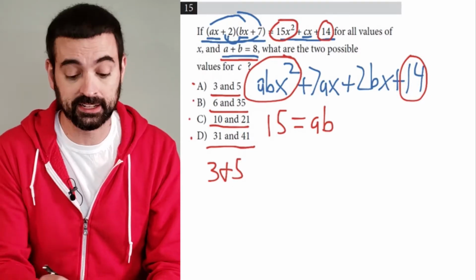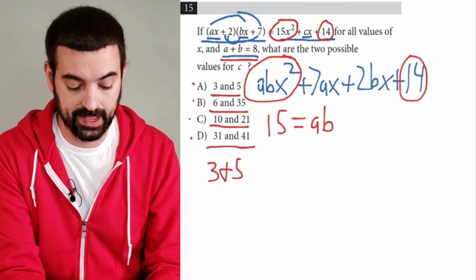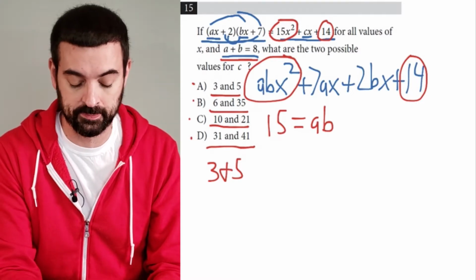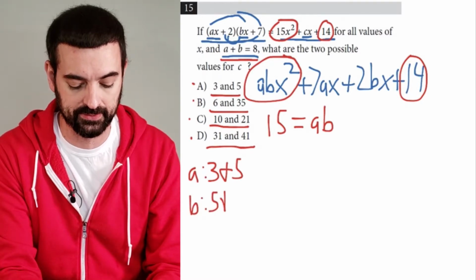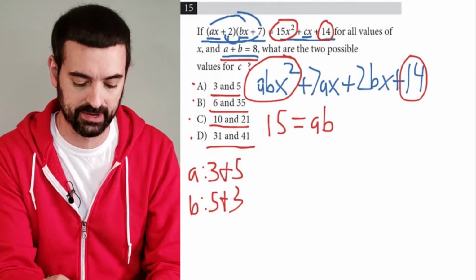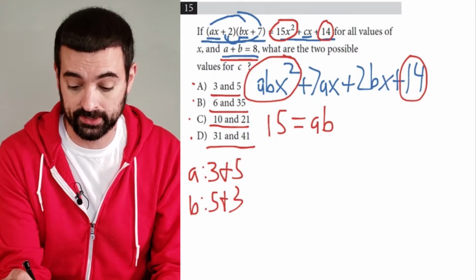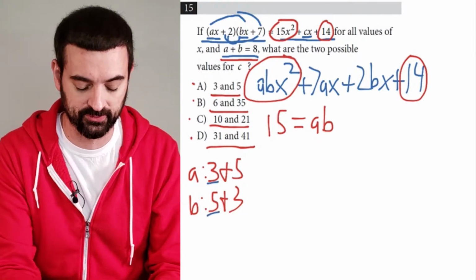That's fine. Let's start plugging these values in for A and B. I'm going to write that A can be 3 and 5, and B could be 5 and 3. Either way, we're pairing 3 and 5 in different combinations. So let's start with putting 3 in for A and 5 in for B.